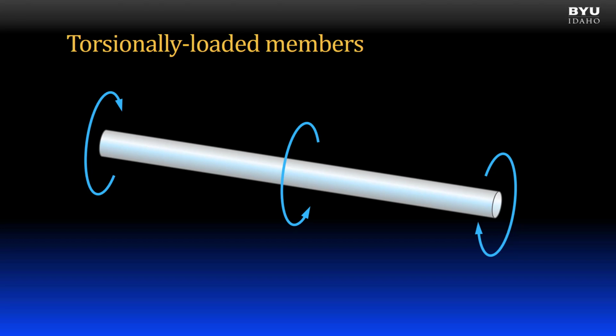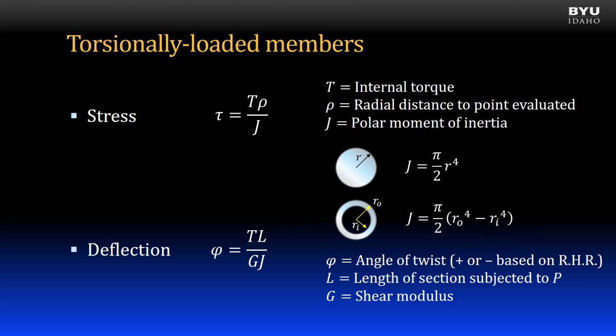Now I will turn the focus to torsionally loaded members. Torsionally loaded members are members subjected to moments about their longitudinal axes. Torsionally loaded members are sometimes called shafts. Like simple shear in a pin, torsional loads also cause shear stresses in shafts. However, the equation for shear stress is different.